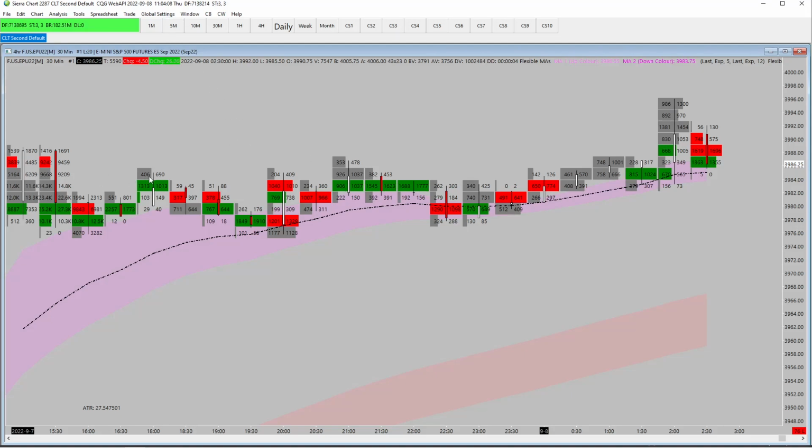If you look, we'll talk about this candle right here. On the left side, these are contracts that are being sold on the bid, or sold. And on the right of the candle are contracts being bought.